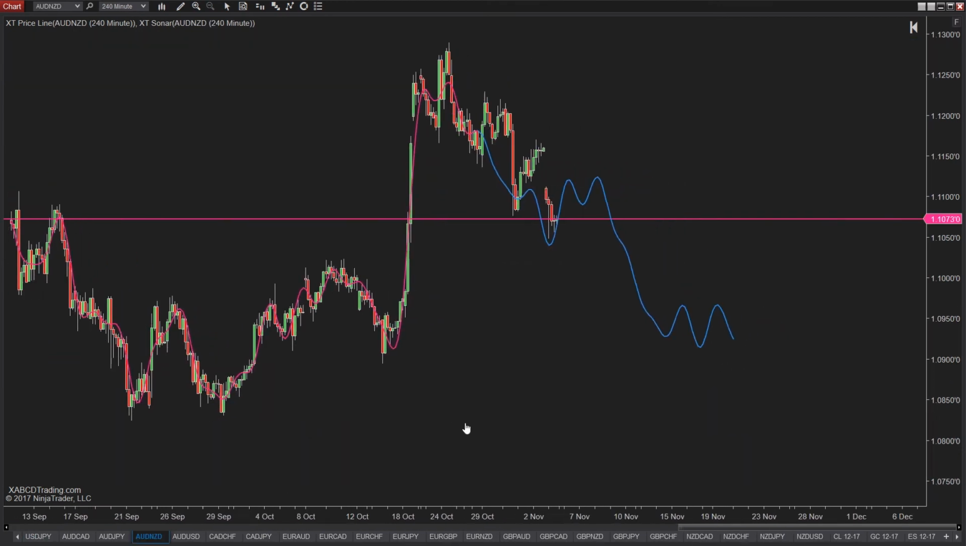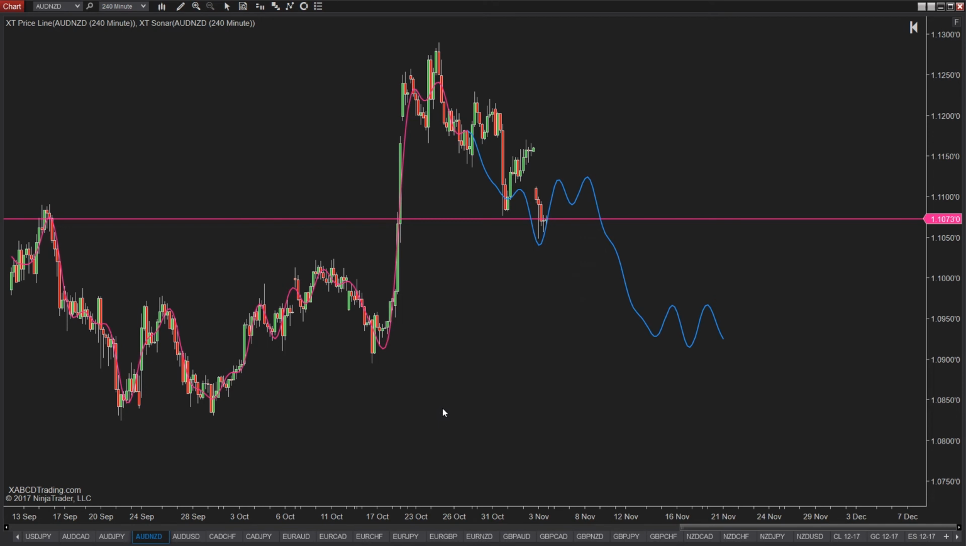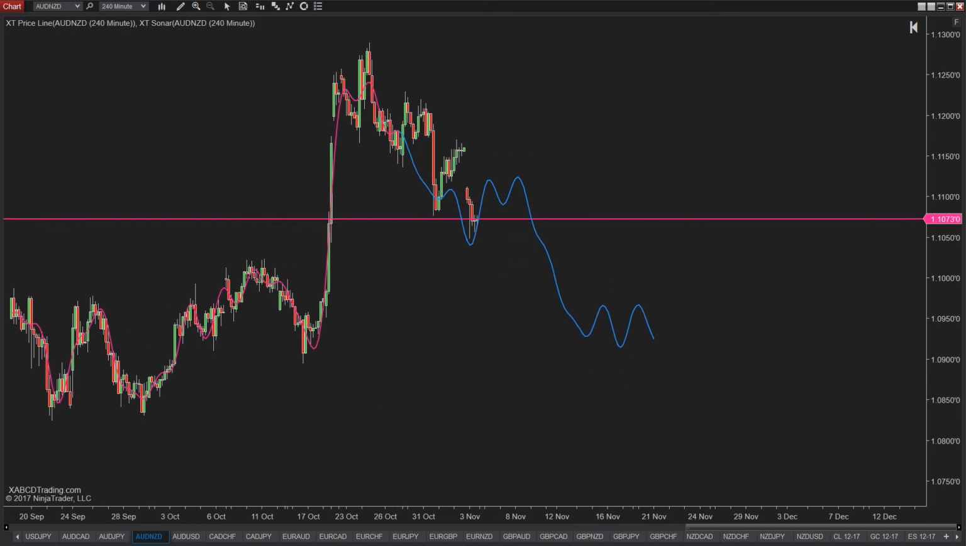Now there is a lot more to sonar with reading it, interpreting it. If you really want to get advanced with it, where probability starts to drift off, where it's most important, we'll put a few links up in the description of this video if you want more information on this topic of sonar.